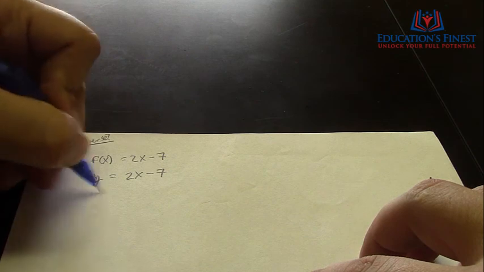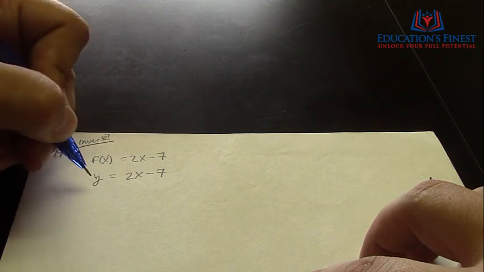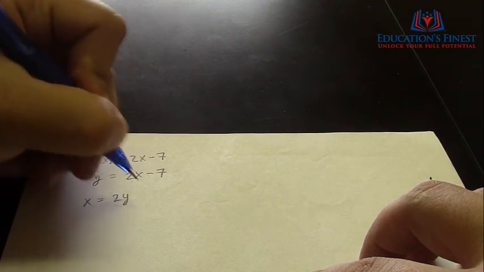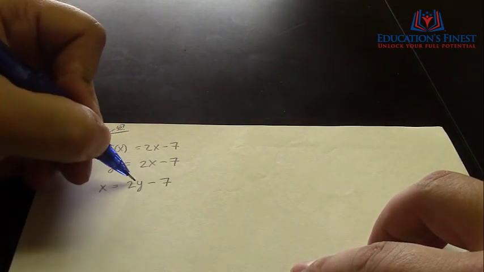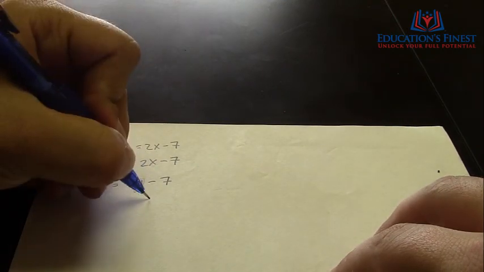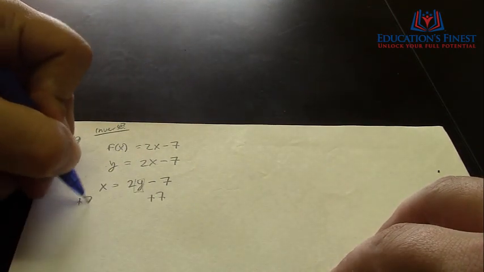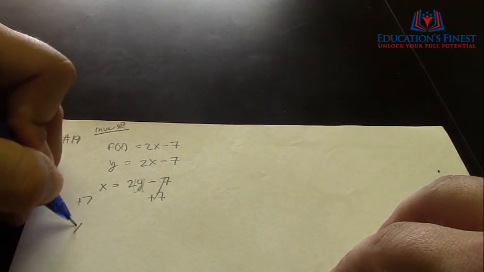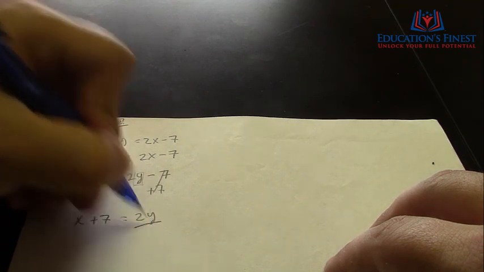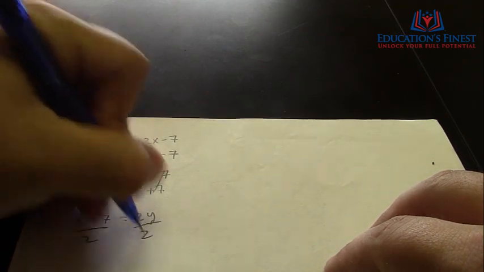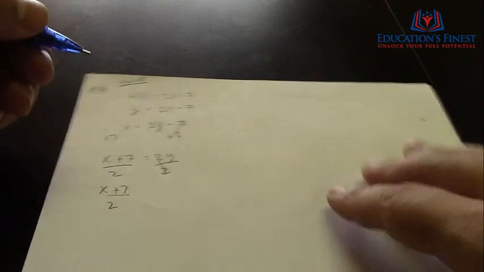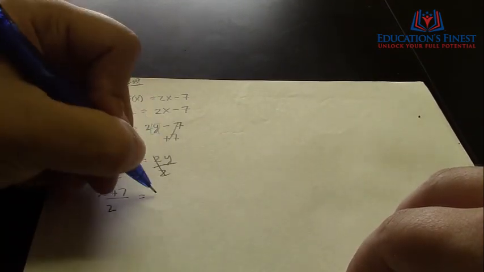Your next step is just flip the x's and y's. Wherever there's a y, you put an x. Wherever there's an x, you put a y. So we have x equals 2y minus 7. Now, just simply solve for y, and you've got your inverse. So add 7 to both sides. We have x plus 7 equals 2y.